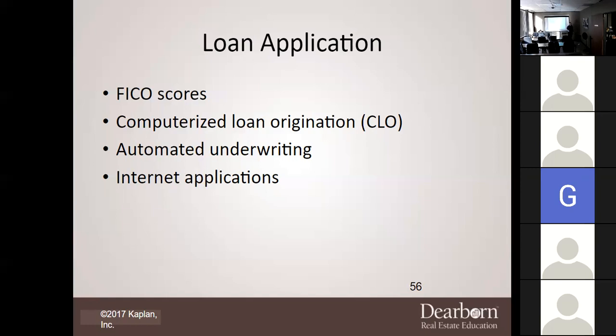Okay. So in that situation they look at your score. Then they also use computerized loan origination software, and they also use automated underwriting software. And there are, of course, other internet applications. But what they do is take all the information that you've given them and do a risk analysis to determine the chances of Mr. Eugene actually paying us back.